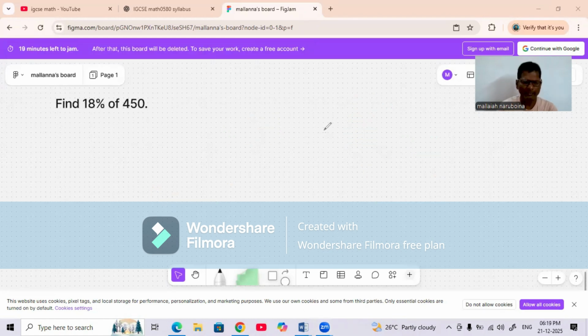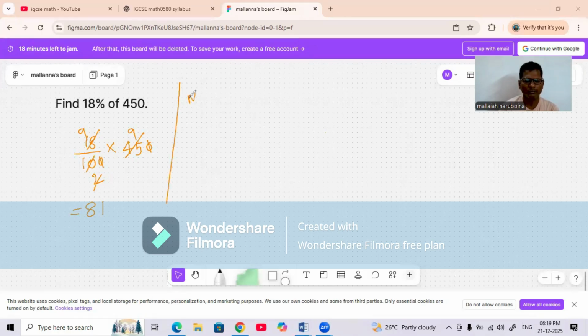Find 18% of 450. So write first 18, percentage means write by 100. Of stands for into, then write 450. Now try to cancel them. 0 0 gets cancelled. 5 2s are 10, 5 9s are 45. Next 2 ones, 2 9s are 18. 9 9s are 81. This is one method.